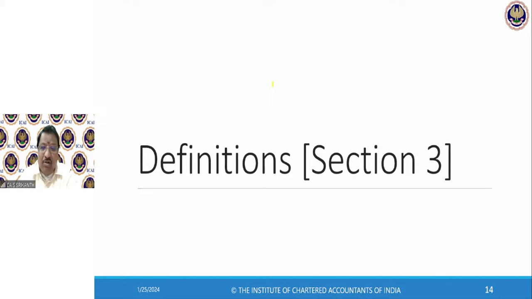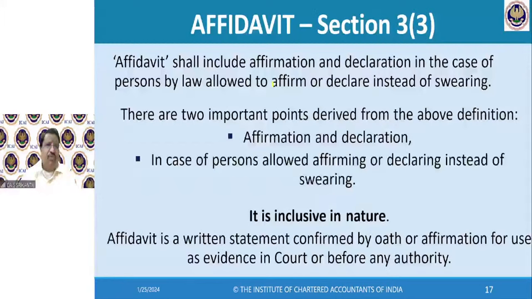Okay, so now we're going to see some words. For example, the word affidavit. If the word affidavit is used and not defined, you have to come here only. Affidavit shall include affirmation and declaration. I'm not going to take you through all the definitions, not all important definitions. Wherever very relevant. It's quite a long section, and we are going to see quite a lot of important principles. Affidavit shall include affirmation and declaration in the case of persons by law.